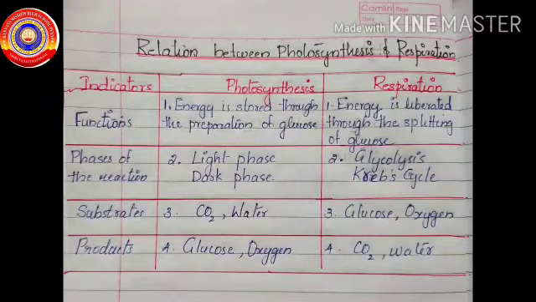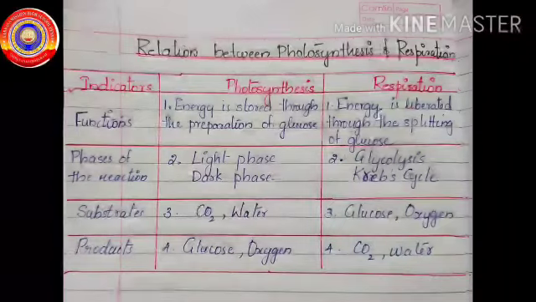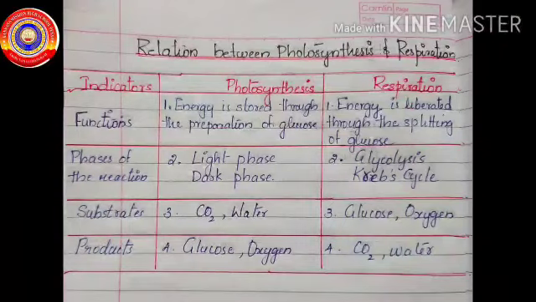The substrates in photosynthesis are carbon dioxide and water, and in respiration, glucose and oxygen. The products of photosynthesis are glucose and oxygen, whereas in respiration, the products are carbon dioxide and water. Students, write this also in your notebook.